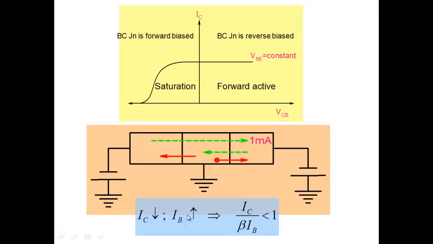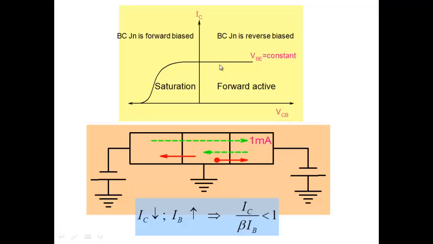So what happens is, as you drive the transistor more and more into saturation region, collector current that you see here goes down, IB goes up, and in effect, IC by IB becomes less than beta. Note that in this region here, I've already said the collector current is equal to beta times IB. Beta times IB here.